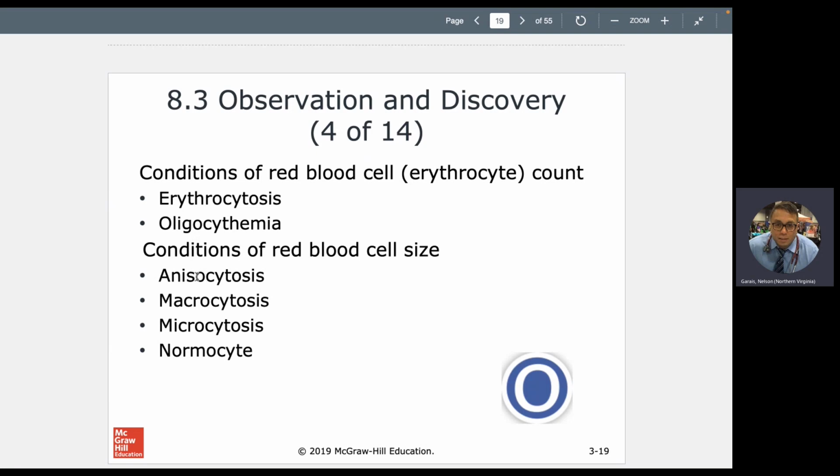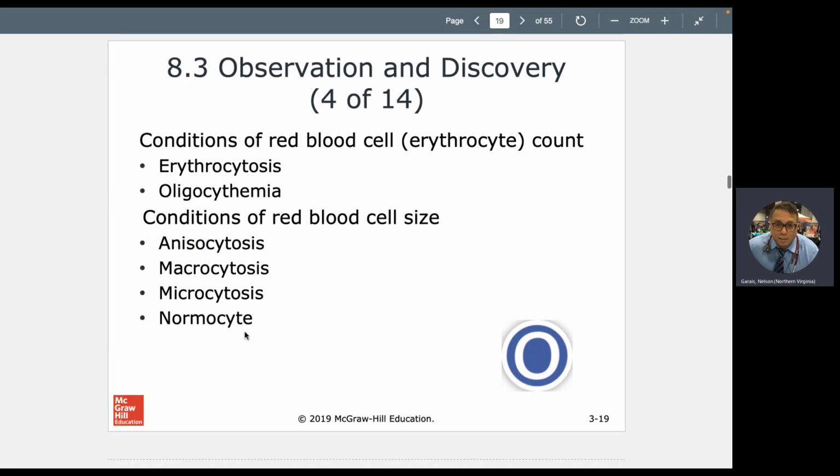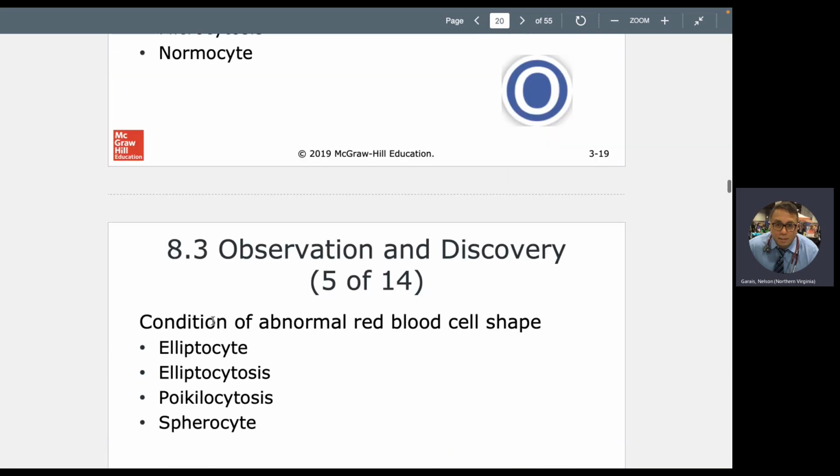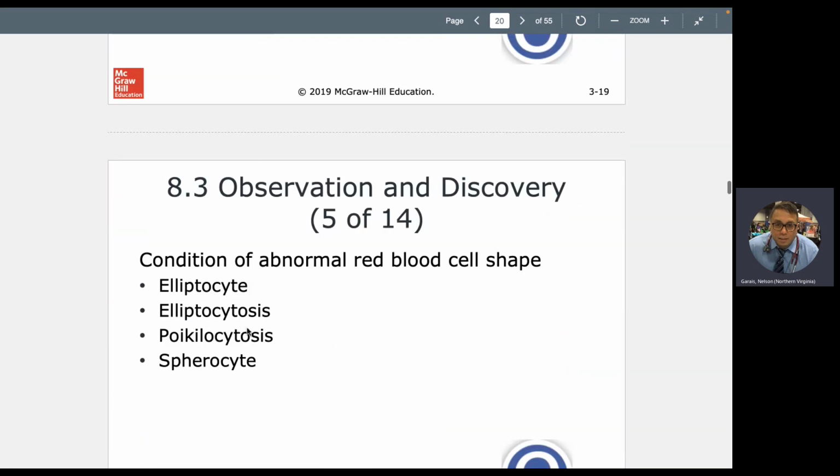Anisocytosis is the term aniso means uneven. So if you have anisocytosis, that means not all the cells are the same size. If you have anisocoria, that means your pupils are of different sizes. Macrocytosis, microcytosis, normocytosis or normocyte.